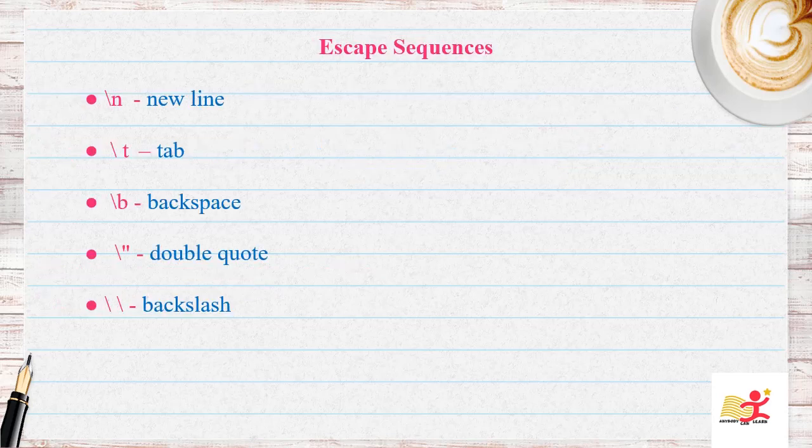Escape sequences in C are used to represent hard-to-type characters such as a new line, a tab, a backspace, etc. So we have a few escape sequences like \n for new line, \t for tab, \b for backspace, \" for the double quote, and \\ for the backslash itself.